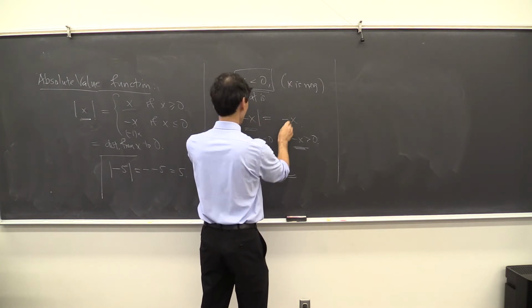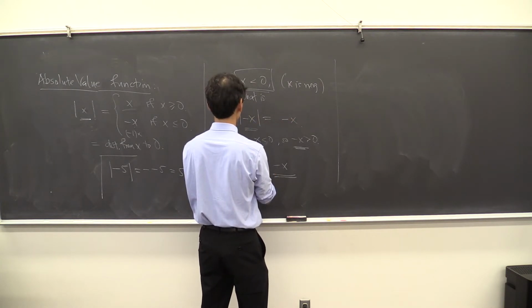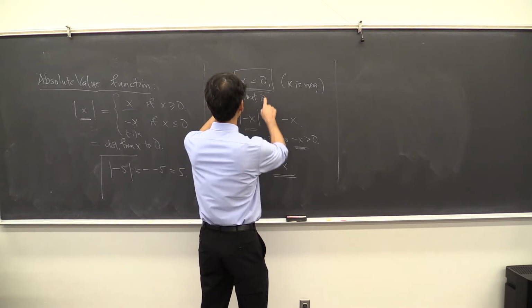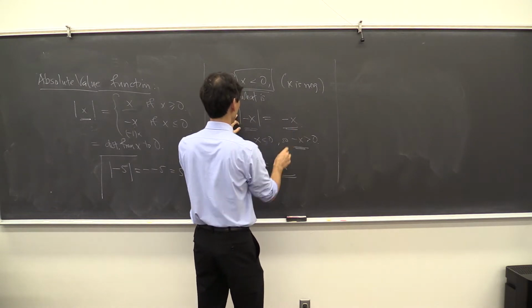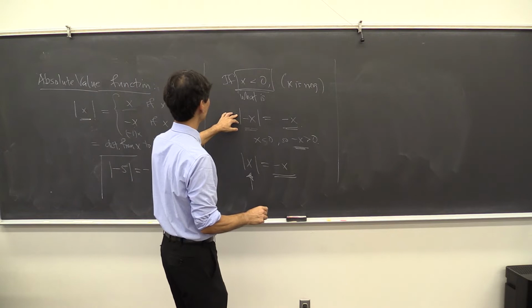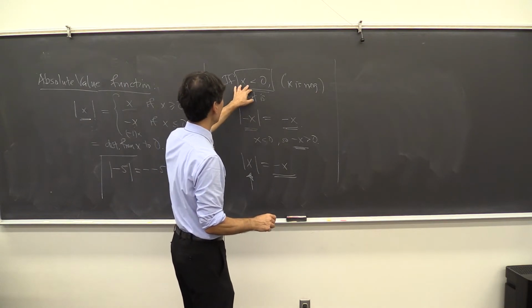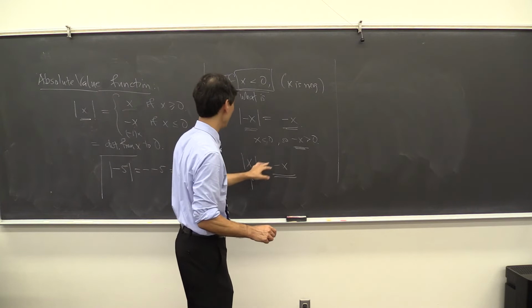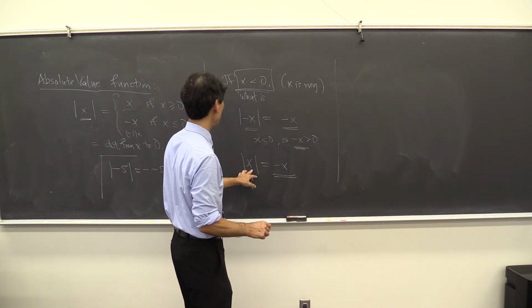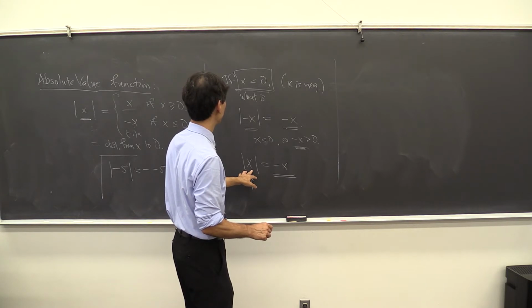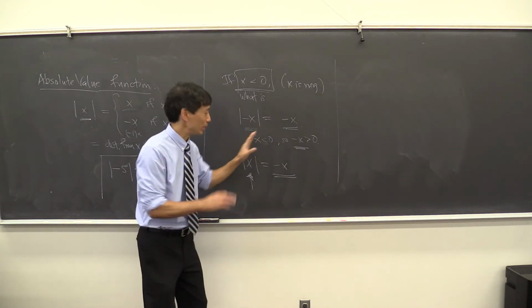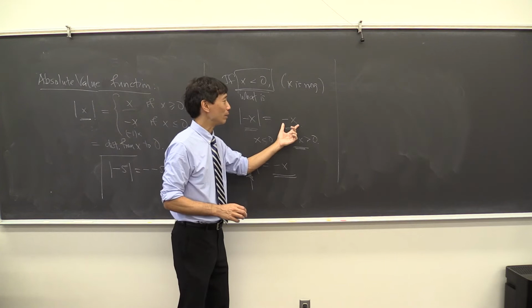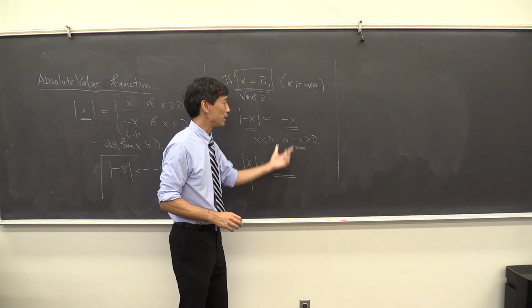No, this is negative x, and x is negative. So the absolute value of negative x is negative x, right? x is negative, negative x is positive, so you just return it. Here, x is negative. No, that's right. Both of these things are going to be negative x because negative x is positive.